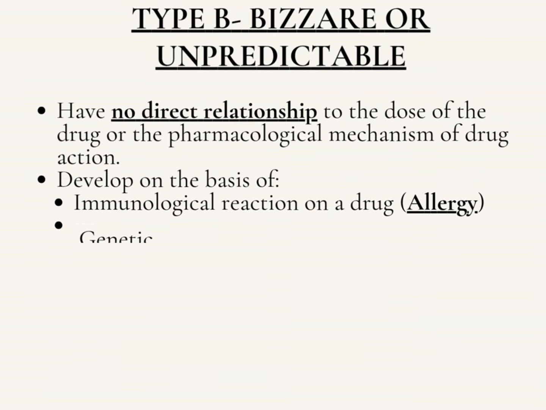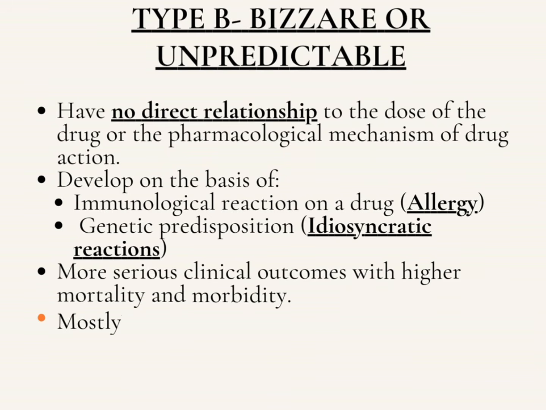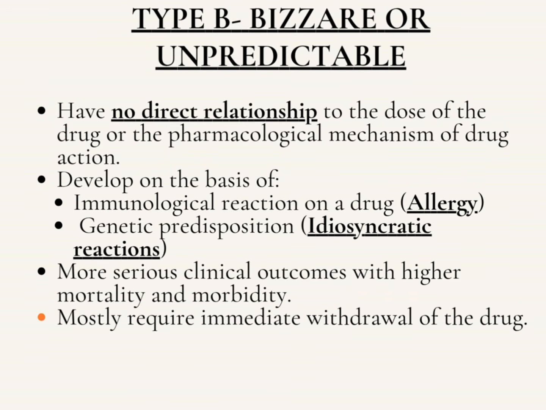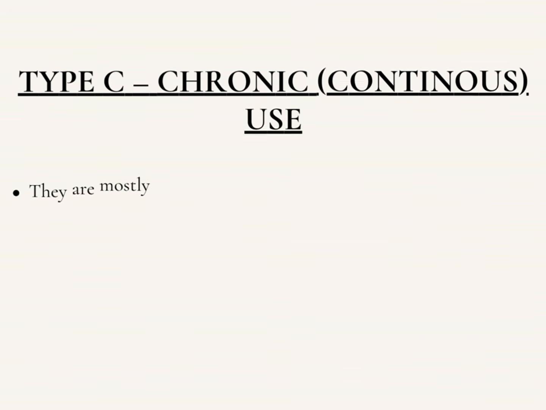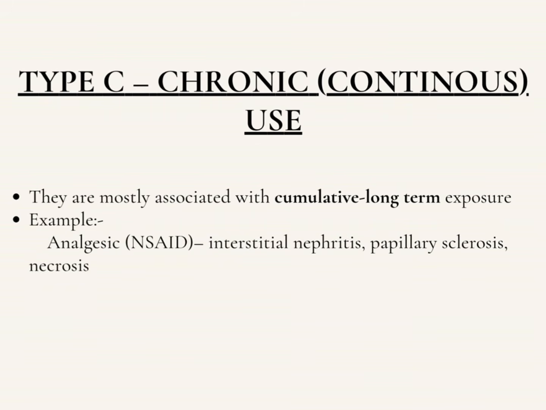Type B reactions are also known as bizarre reactions. Unlike type A, these reactions are unpredictable. They are not related to the dose or the normal pharmacological action of the medicine. Most occur because of drug allergy or genetic predisposition. These reactions are often serious and require immediate discontinuation of the offending medicine. For example, a patient developing anaphylaxis after receiving penicillin is experiencing a type B ADR.